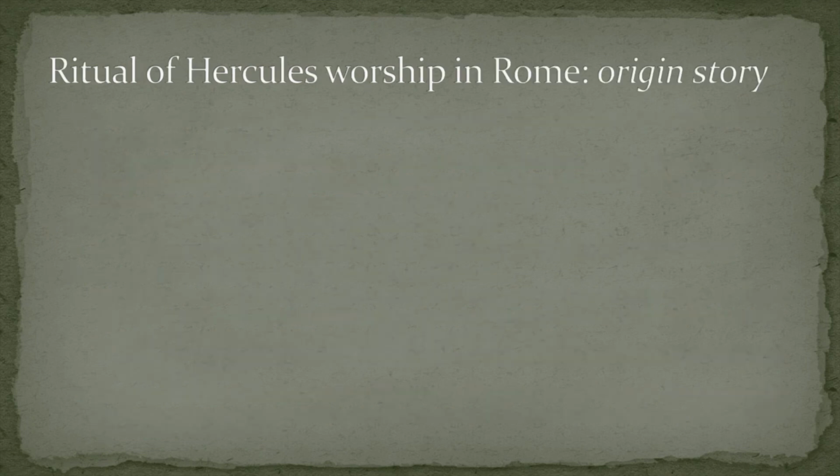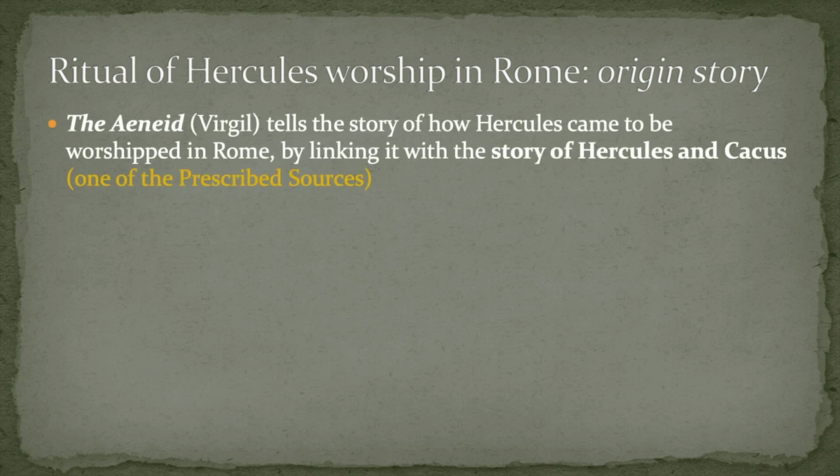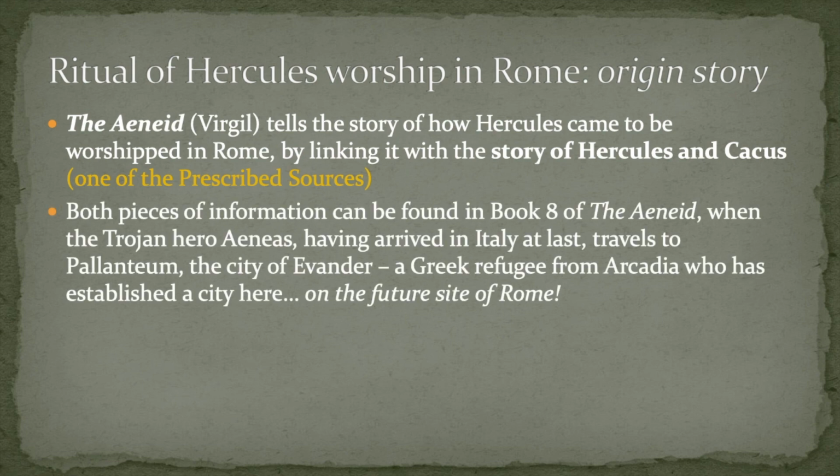The ritual of Hercules worship in Rome comes about through this origin story, which is in the Aeneid, from the Hercules and Cacus story. Virgil's Aeneid tells the story of how Hercules came to be worshipped in Rome by linking it with the story of Hercules and Cacus, which is one of the prescribed sources that we'll read later. Both pieces of information, how Hercules came to be worshipped and what the ritual is, can be found in Book 8 of the Aeneid.